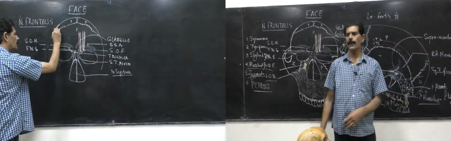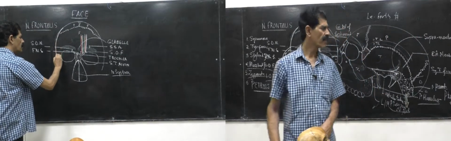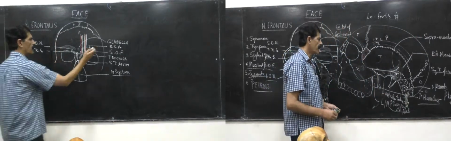which is attached to the mandible. Pterygomandibular raphe.